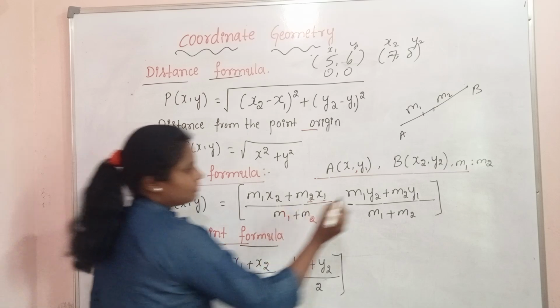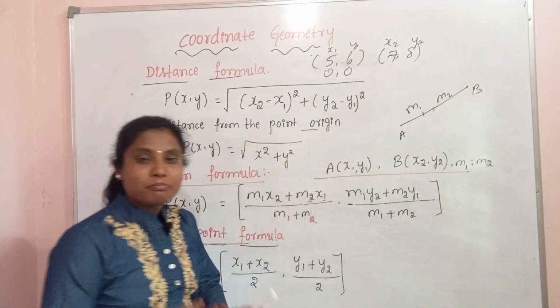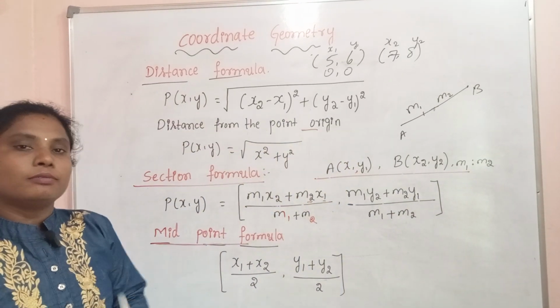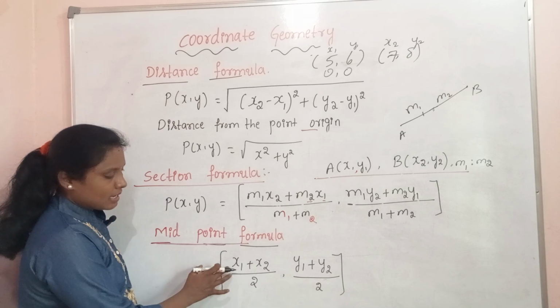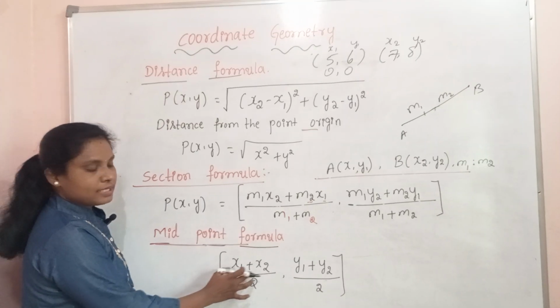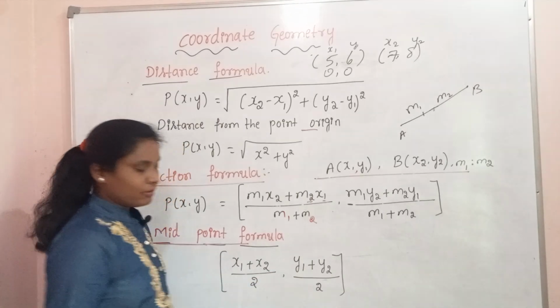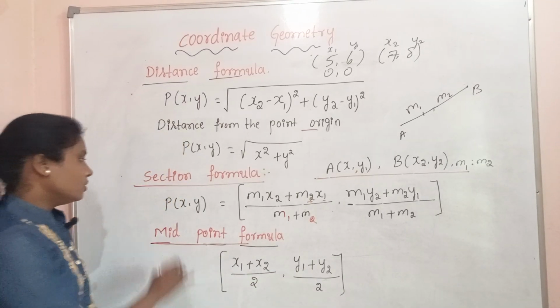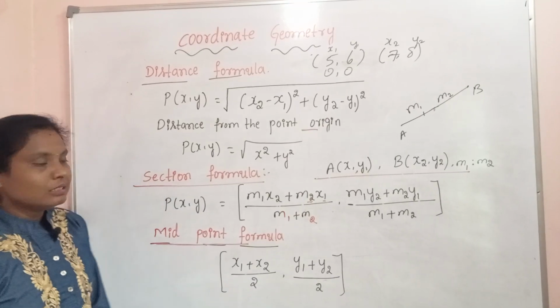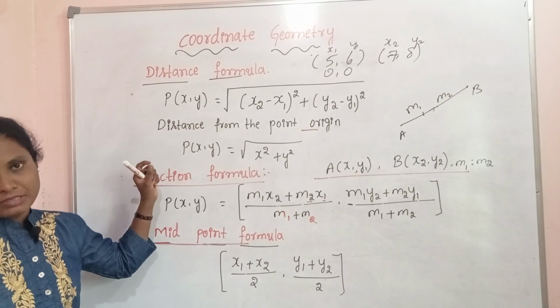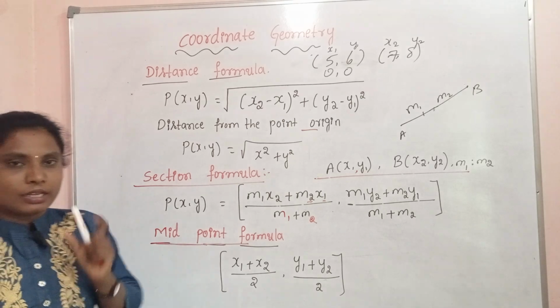If the ratio m1 and m2 is the middle way, meaning 1:1 ratio, that time we apply this formula: x1 plus x2 divided by 2 comma y1 plus y2 divided by 2. So this is the section formula. So this is the distance formula. In both the cases we are getting two formulas.